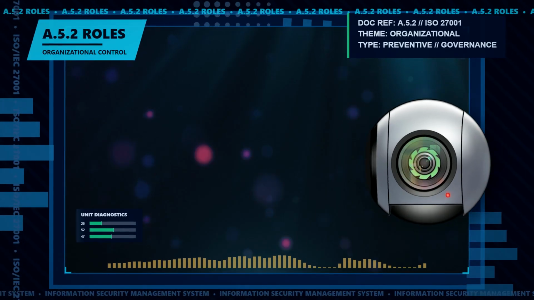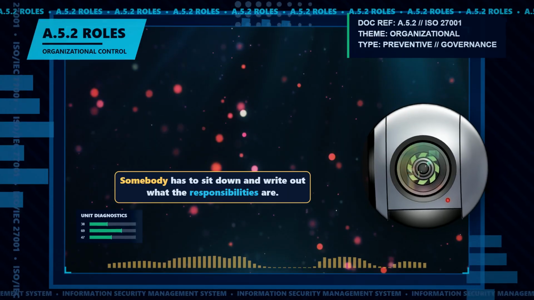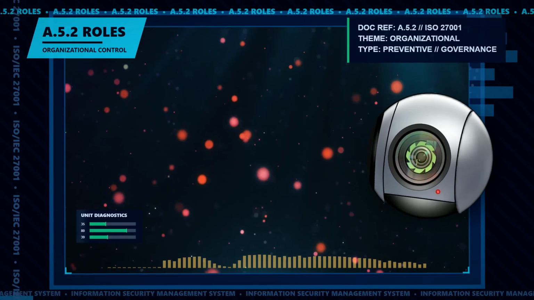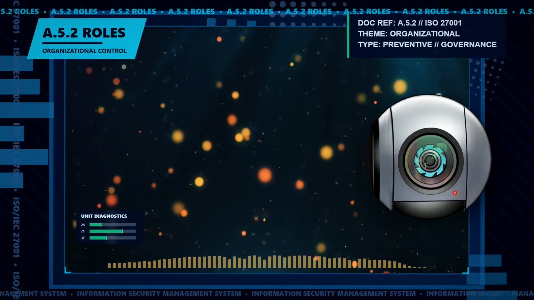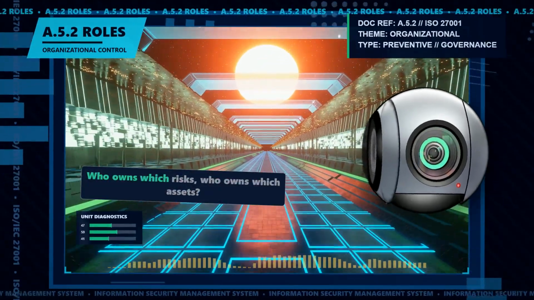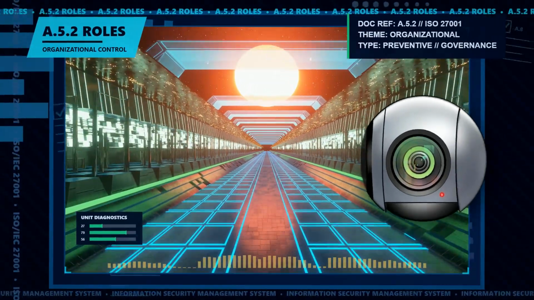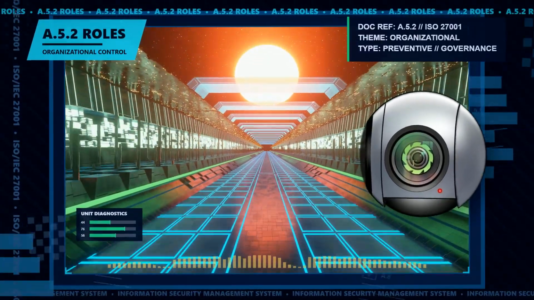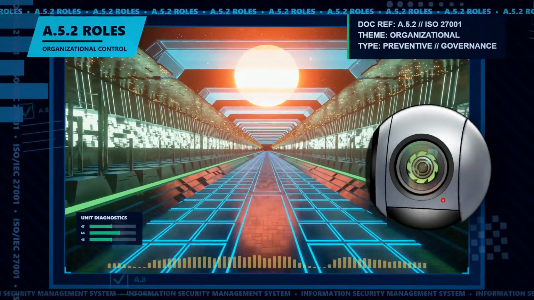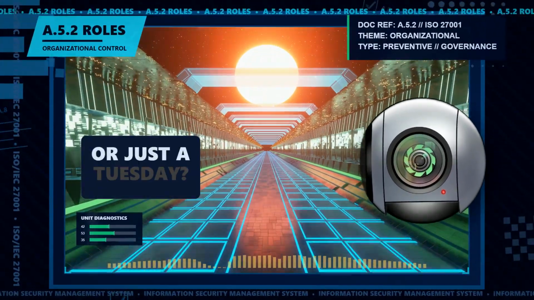Annex A Control 5.2 says the organization shall define and allocate information security roles and responsibilities according to its needs. That's it. 3 verbs doing enormous work. Define. Somebody has to sit down and write out what the responsibilities actually are. Not job titles. Responsibilities. Who owns which risks? Who owns which assets? Who owns which controls? Who owns the management system itself? Who do people tell when something goes wrong? Who decides whether a thing is an incident or just a Tuesday?